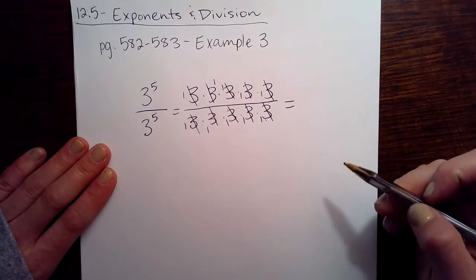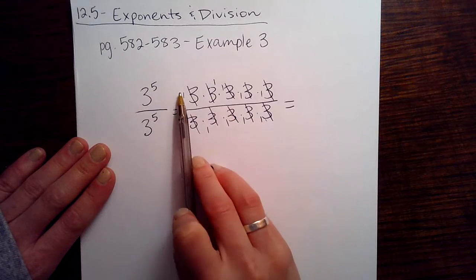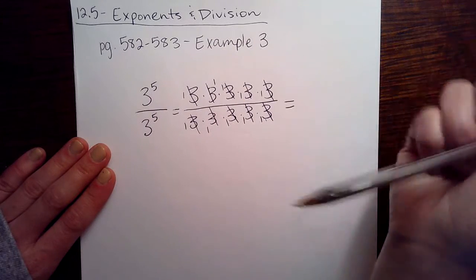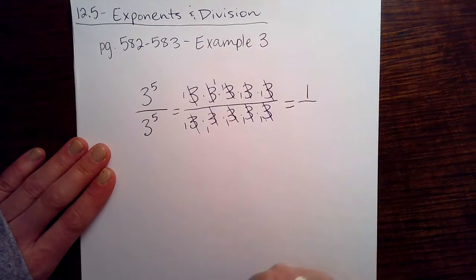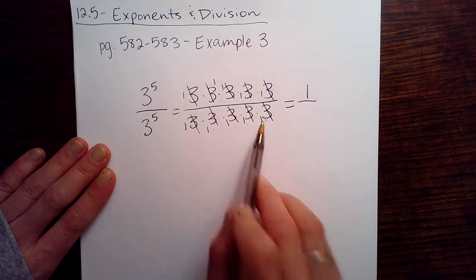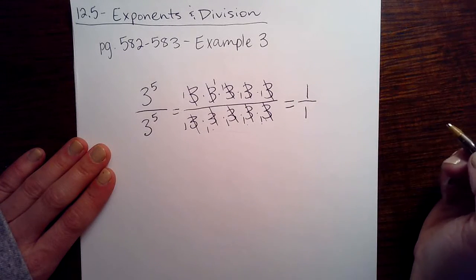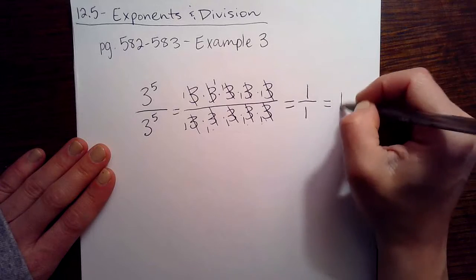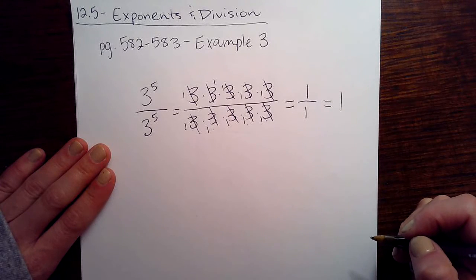Now, when I go to say, what is this equal to? Well, there are no more 3's left. 1 times 1 times 1 times 1 times 1 is simply 1. Same thing, 1 times 1 times 1 times 1 times 1. And when I simplify 1 over 1, it is 1.